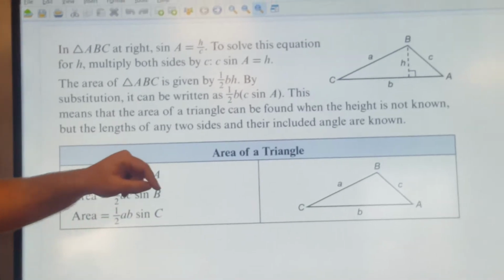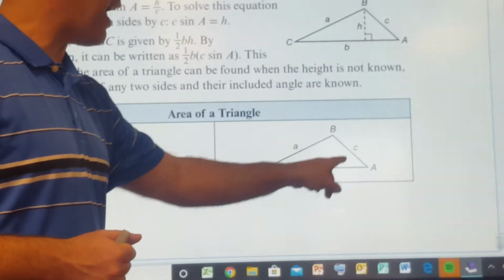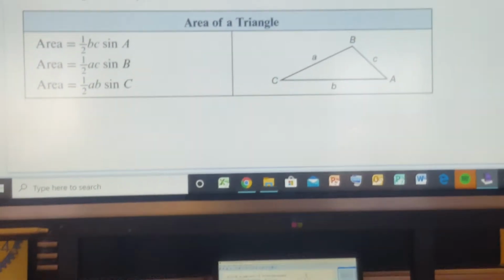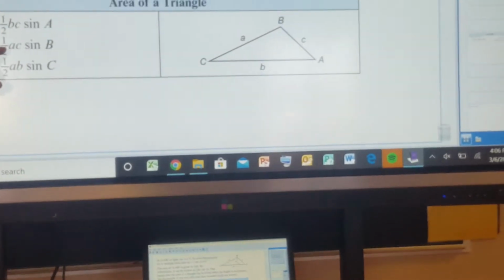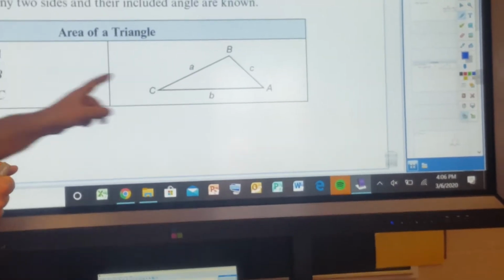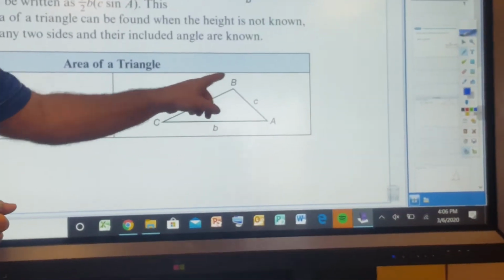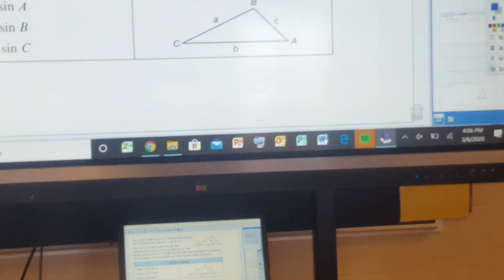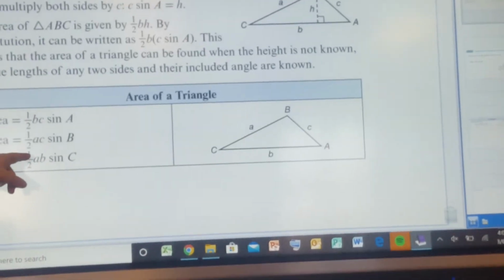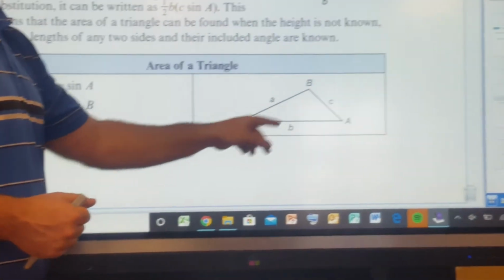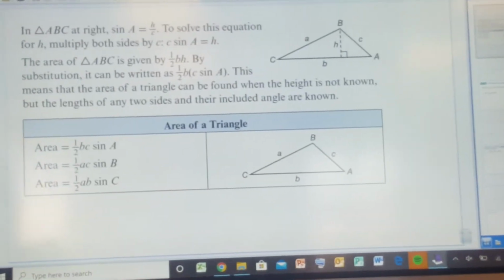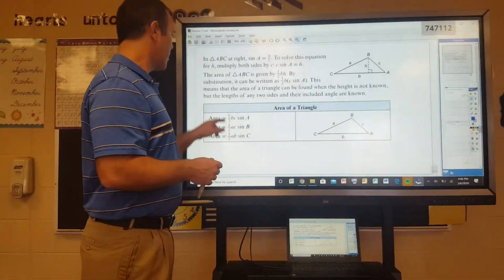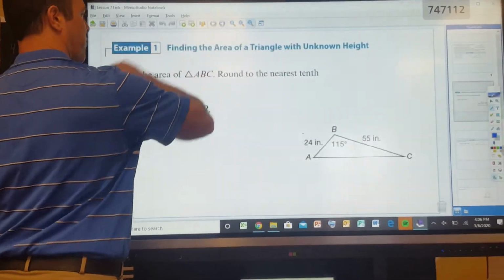Now if you notice this, you've got bc, and A is the angle containing those sides, the angle in between those two sides, or we call it the angle inscribed. Here, AC, you've got two sides, and angle B is the angle in between sides A and C, and so on. You've got AB sine C. Once again, we're using the two sides and the angle in between. So if we have two sides and an angle in between, we can use this formula for the area of a triangle, the formula that we've created here.